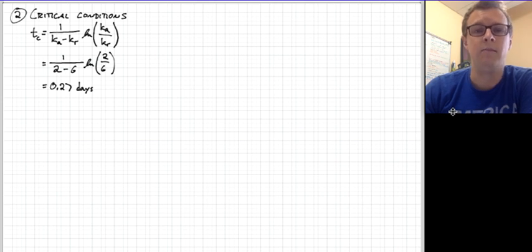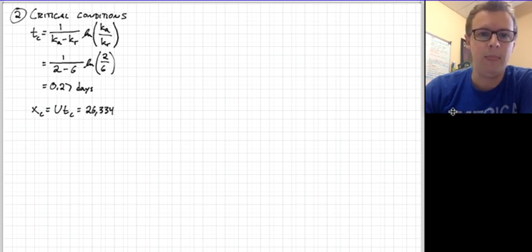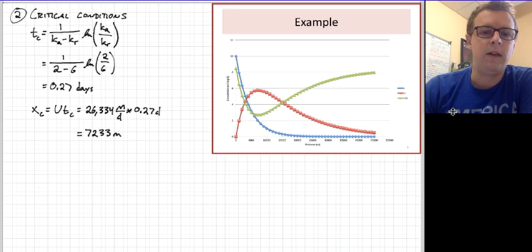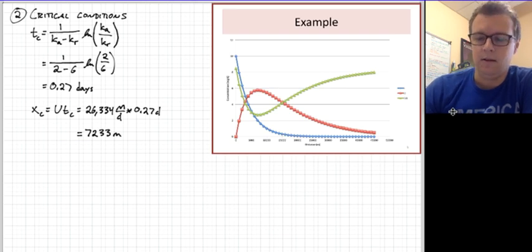That's a time. The problem actually asks you for a location. And so we know that critical location could be calculated as the velocity multiplied by critical time. So when we work that out, I get about 7,233 meters. Here's our example problem and our results again on the right-hand side of the screen. And you can see that that critical location plots about as expected, and so I feel good about that calculation.